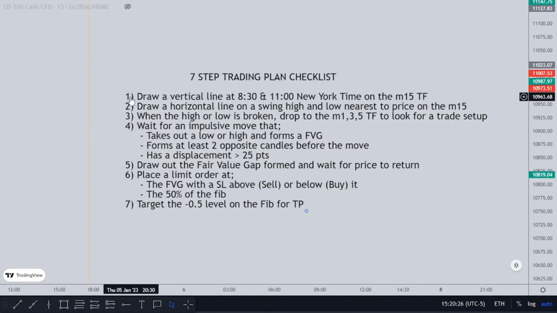As you can see in front of us, this is our 7-step trading plan checklist. These steps are basically the same, but I've just made it a little easier for each and every one of you to understand much better.